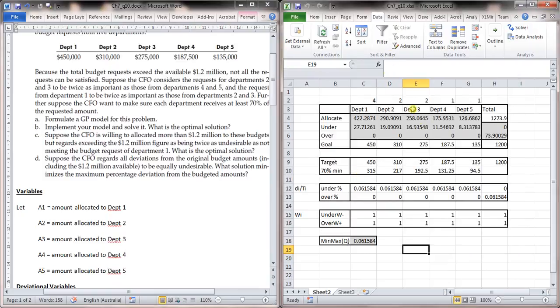So this is the final solution. If you can see, this is all 6.16. So we have 6 variables, and it is evenly distributed over all the variables. 6.16 times 6 is almost close to 100%, and this is the amount allocated to each department. And yes, this is the solution. Thank you.